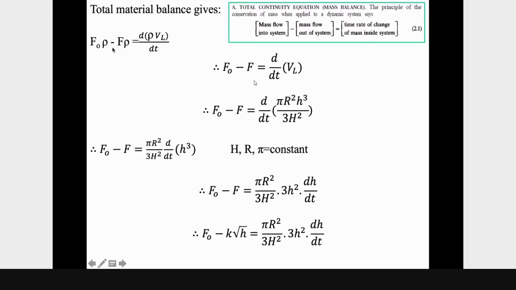So F0 minus K square root of H is equal to pi capital R square upon 3 capital H square into the same term 3 small h square dH by dt. So from that particular equation we modified and converted the equation into a simplest form. Let's discuss here.